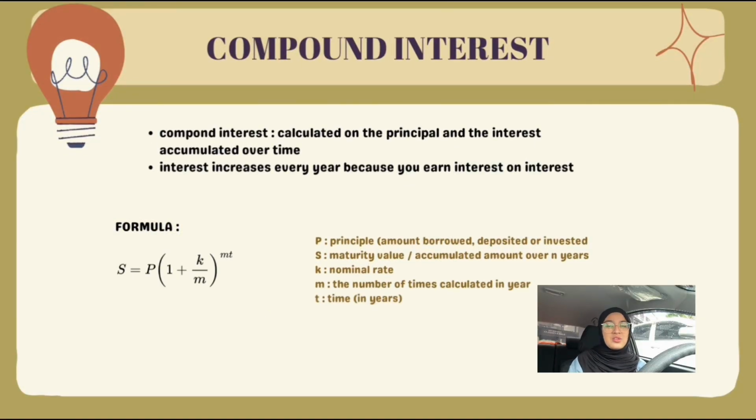Interest can be divided into two types, which is simple interest and compound interest. Simple interest is calculated only on the original amount of money, which is called the principal. Meanwhile, compound interest is calculated on the principal and the interest accumulated over time. This means the interest increases every year because you earn interest on interest.